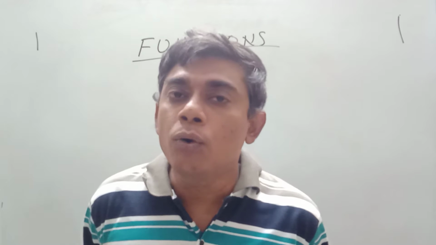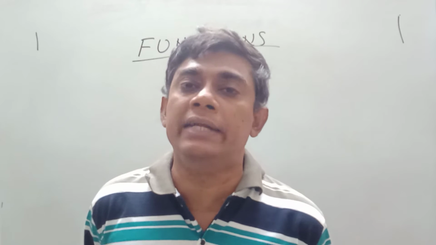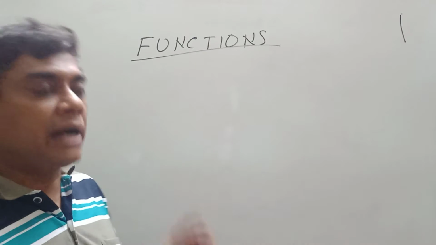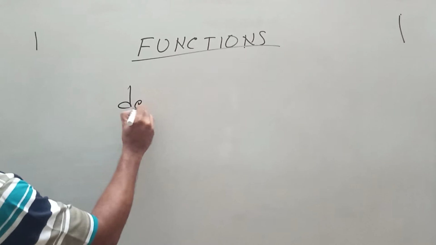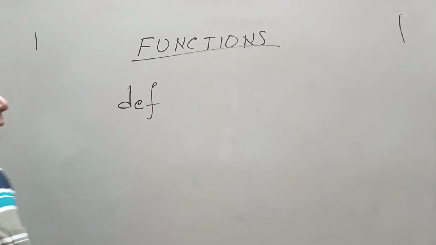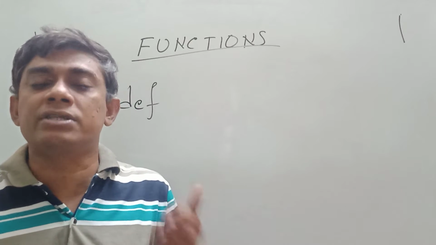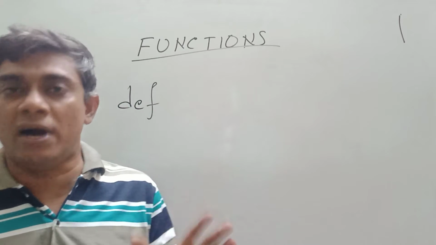Now, in this chapter, we will learn how to create user defined function. Okay, how to create user defined function. Now, let's start. If you want to write a user defined function, first we have to use the keyword def. Def is the keyword. It has special meaning. Whenever you start coding with def, it means it is a user defined function.